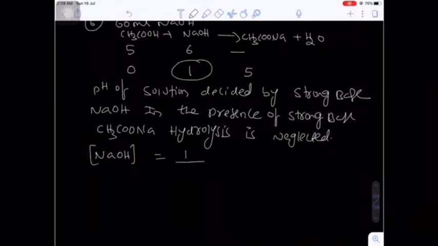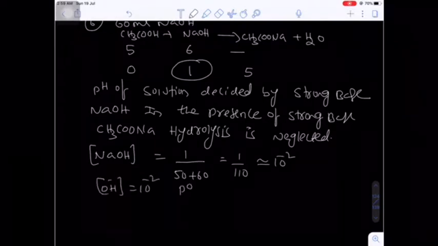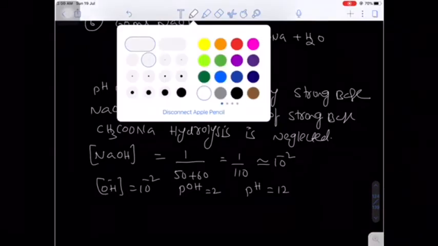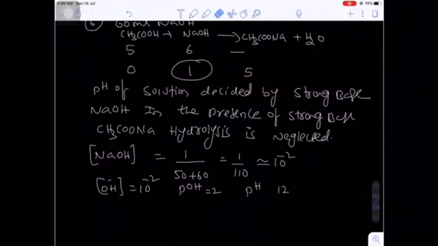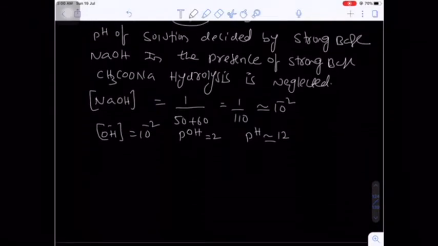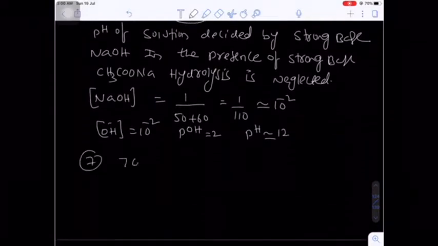Now what is the NaOH concentration in the solution? How many millimoles of NaOH is present in the solution? 1. Total volume will be 50 ml acetic acid and 60 ml of NaOH. This is 1 by 110. So approximately I am taking 10 raised to minus 2. This is the OH minus ion concentration, which is 10 raised to minus 2. From here the pOH value will be 2. From here the pH value is approximately, not exactly, because I am taking 1 by 110 as 1 by 100 only. Are you getting my point? So I am writing approximately the pH value 12.